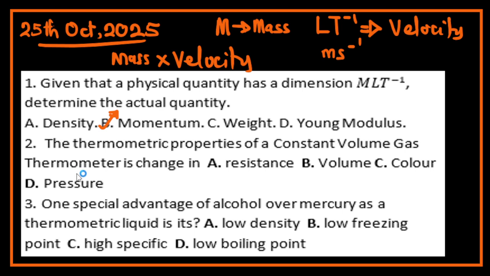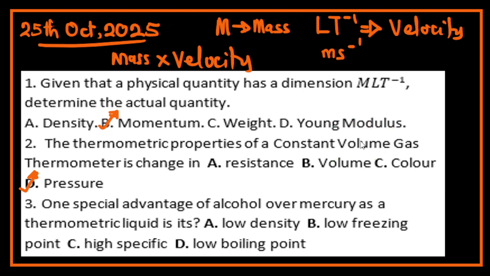Now looking at question number 2. Question 2 says that the thermometric property of a constant volume gas thermometer is changing what? Okay, this one is direct. The answer is changing pressure. I'm sure you can easily answer all those ones. And why is it changing pressure? Because the volume is constant already.